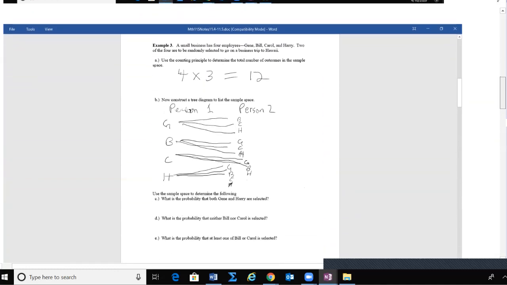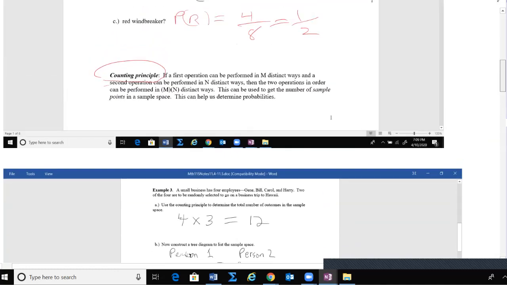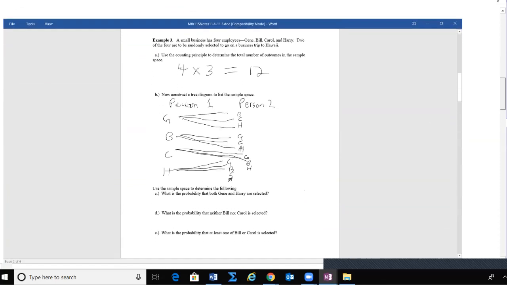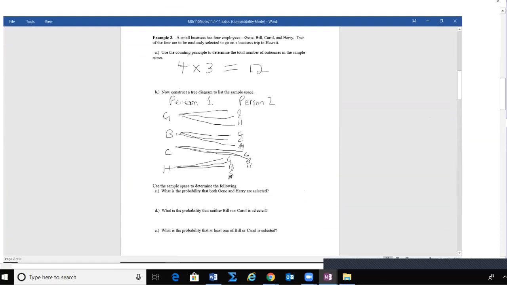Now, let's look at this next problem. Okay, a small business has 4 employees. 2 are going to be selected randomly to go on a business trip.